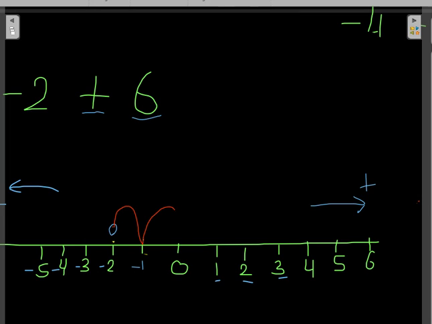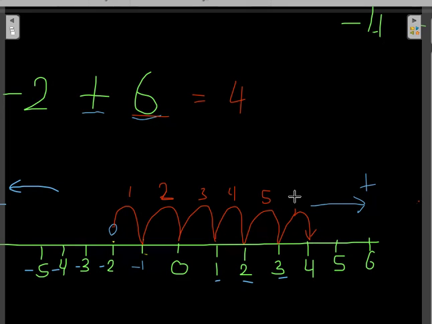1, 2, 3. Oh, probably I should put the answer first. So negative 2 plus 6, that is positive 4. So it's 1, 2, 3, 4, 5. Remember, we're moving 6 places. 6 places, and 6. So there we have it. Our answer is positive 4.